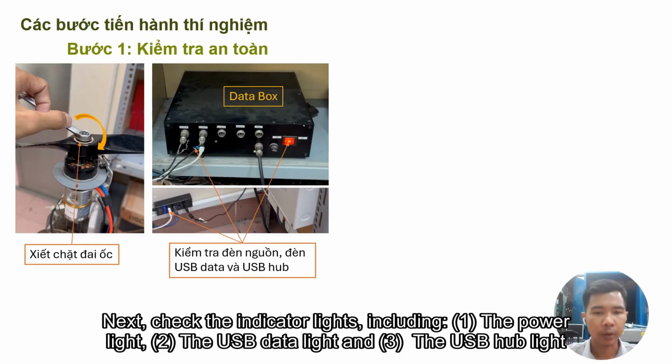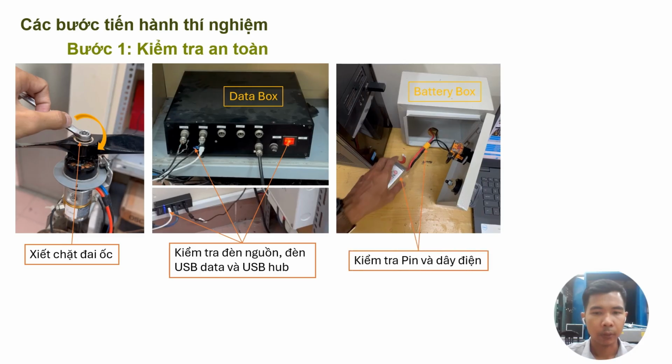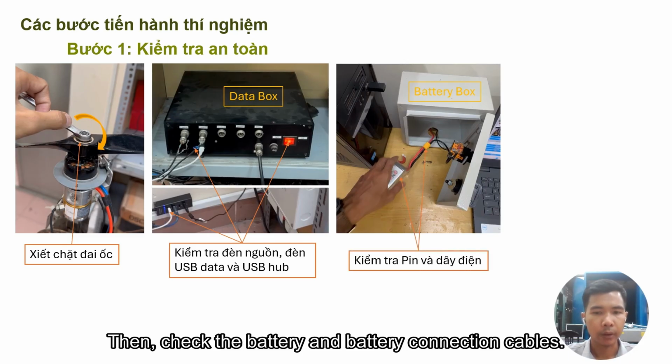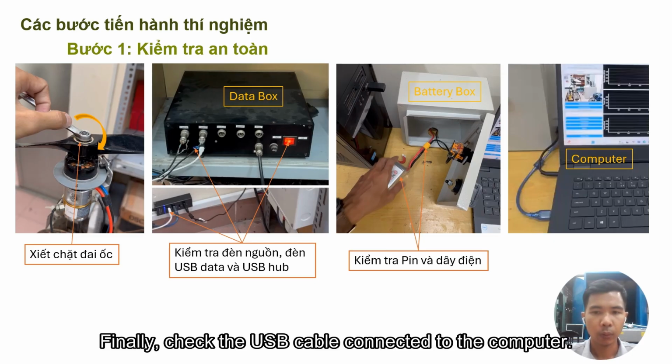Next, check the indicator lights, including: 1. The power light, 2. The USB data light, and 3. The USB hub light. Then, check the battery and battery connection cables. Finally, check the USB cable connected to the computer.